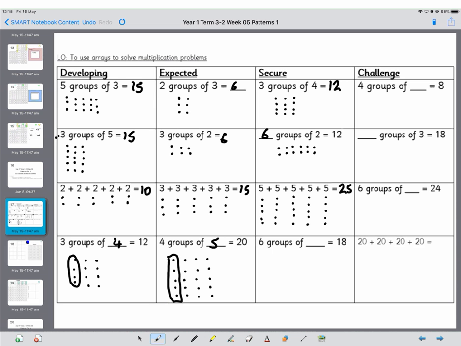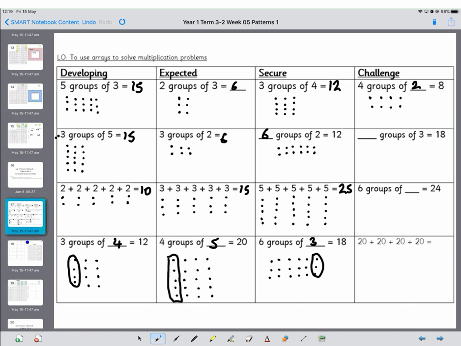Six groups of something makes 18. So, six groups. 1, 2, 3, 4, 5, 6, 7, 8, 9, 10, 11, 12, 13, 14, 15, 16, 17, 18. So there are three in each group. And four groups of something makes eight. So let's do four groups. 1, 2, 3, 4, 5, 6, 7, 8, 2.